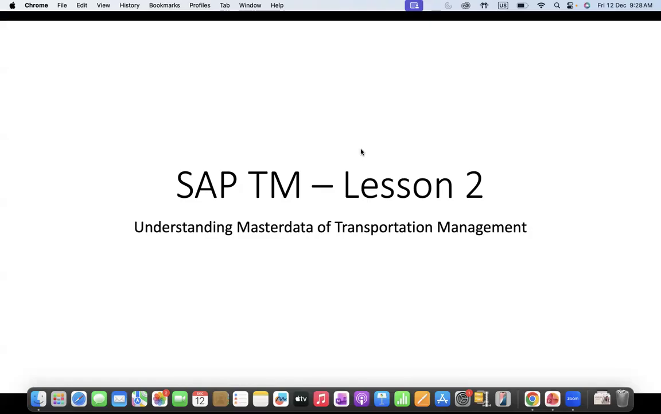So today we are continuing with SAP Transportation Management Lesson 2, wherein we are going to understand the list of master data we have in TM. When we say master data, it represents the core or fundamental data of various business objects like supplier, customer, material, and so on. The master data are always module specific, and specifically when we talk about SAP TM, there are a wide variety of master data that we need to understand. So let's get on with that.